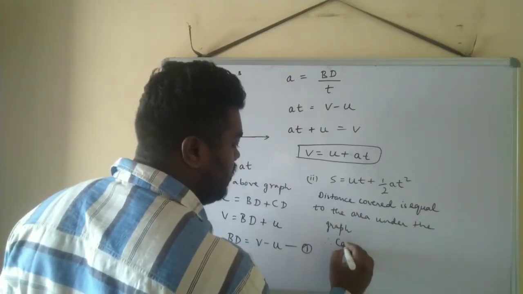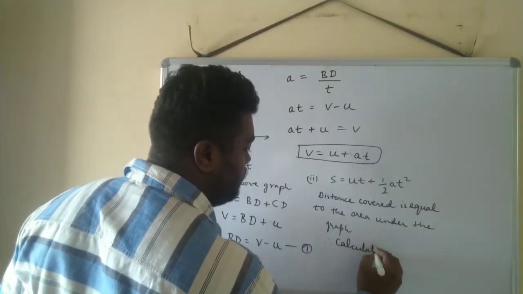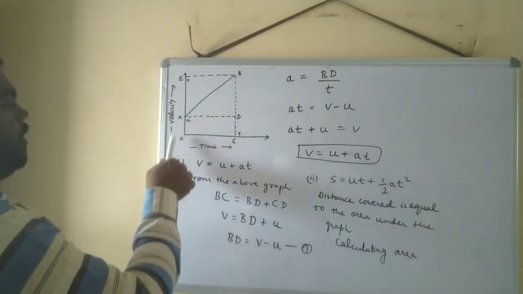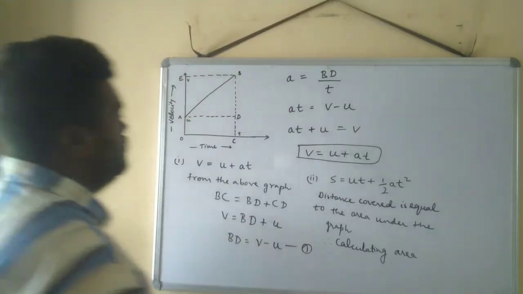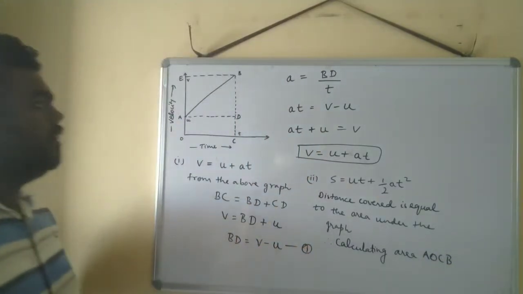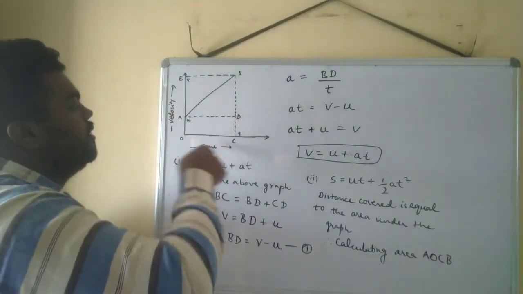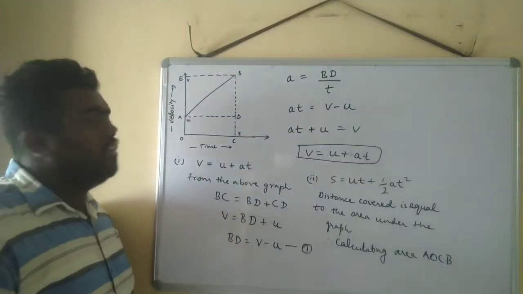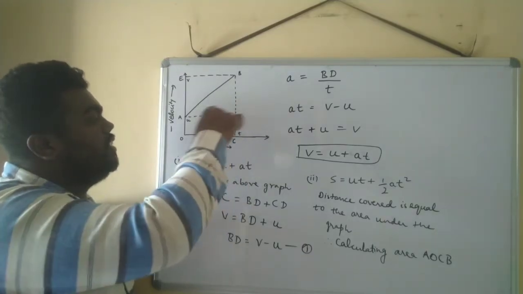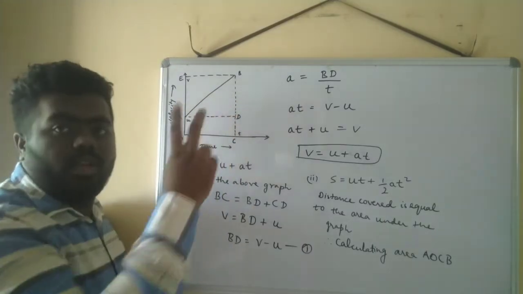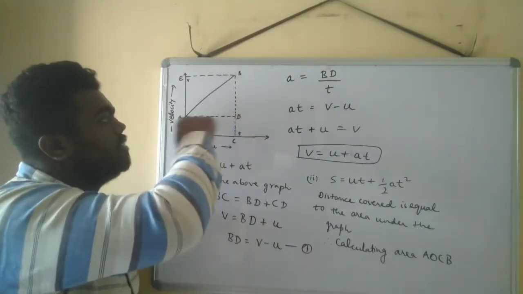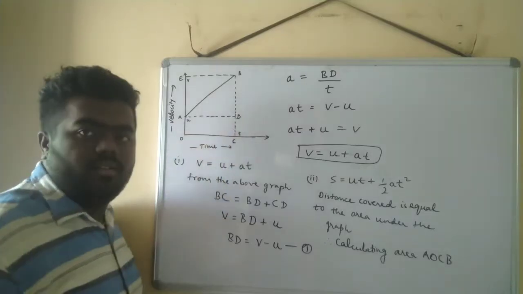Therefore, calculating area AOCB. Okay, you can see this is a trapezium, but in a simple way we can divide this area into two parts. Okay, not equal, into two parts. One is a triangle and one is a rectangle.